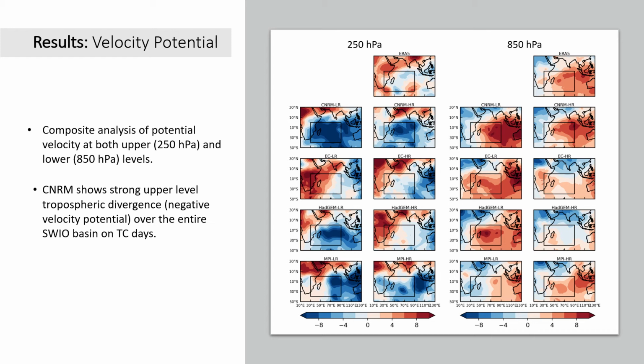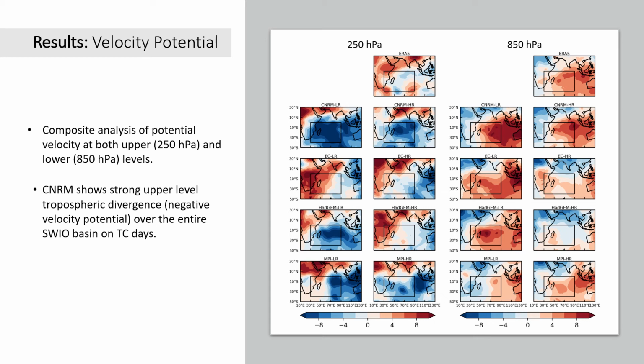This figure shows the velocity potential composite analysis at both upper and lower levels, and while we do discuss the implications for each model in our paper, here I just want to focus on CNRM given the increased intensities in this model that we saw in the previous slide. So both the low resolution and high resolution runs from this model show a greater frequency of events at higher wind speeds than any of the other low or high resolution models respectively.